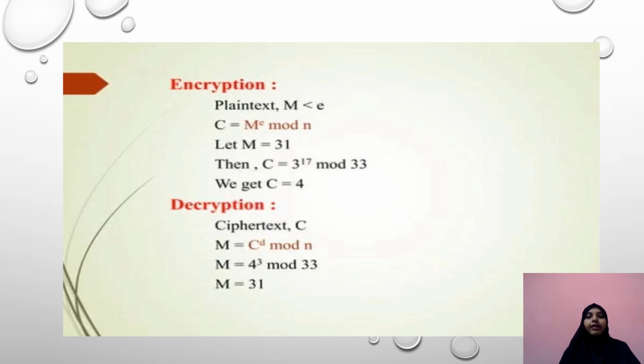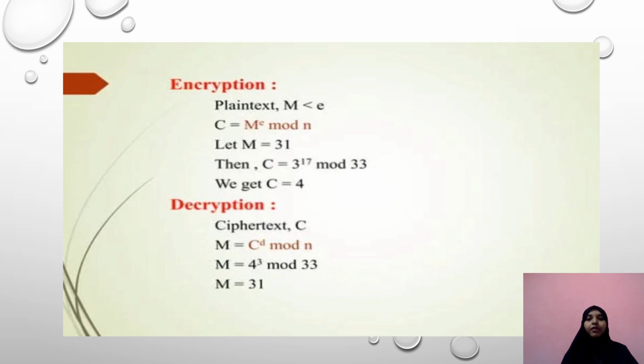So now let's look into the encryption part. We very well know that in encryption we use the plain text, and m should be less than n. So we have the formula C is equal to m to the power e mod n. So let m is equal to 31, C is equal to 31 to the power 7 mod 33, and we get the C value as 4.